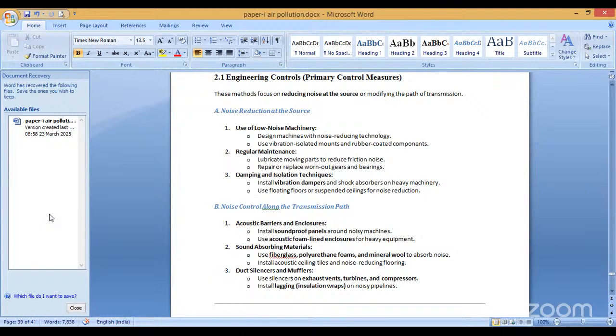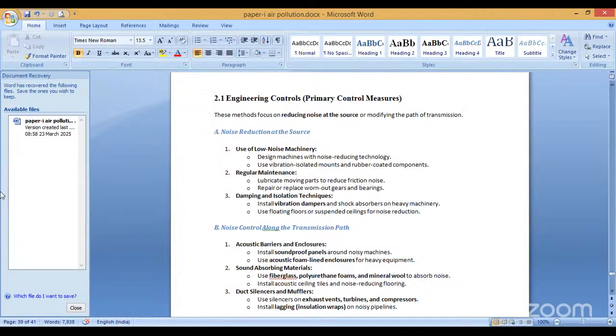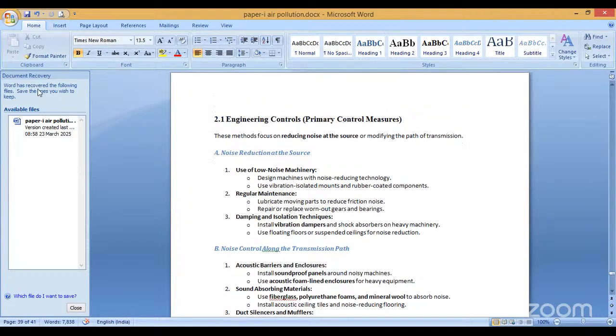Next one is regular maintenance: lubricate moving parts to reduce friction noise, and repair or replace worn-out gears and bearings. Damping and isolation technologies: install vibration dampers and shock absorbers on heavy machinery. Use floating floors or suspended ceilings for noise reduction. These are all about where the noise will be produced. We are going to follow these rules. It may be a control for that.